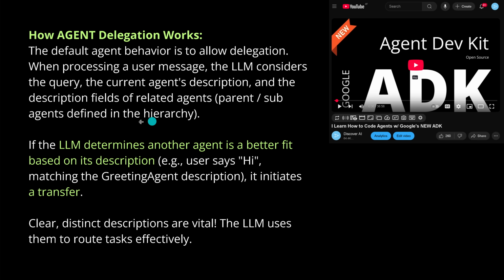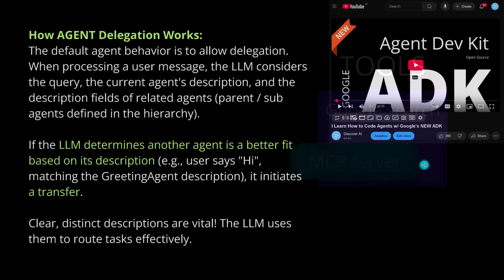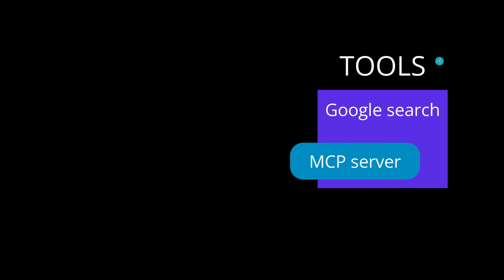I just showed you this. So if the LLM determines from the linguistic content that another agent is better suited based on the description, for example a user says, hi, here am I, hello, then the LLM knows the greeting agent is the right agent to activate, and it initiates a transfer to the greeting agent. So whenever you use ADK, the distinct descriptions are vital because the LLM uses them to route the task to the corresponding agents. Let's talk about tools.